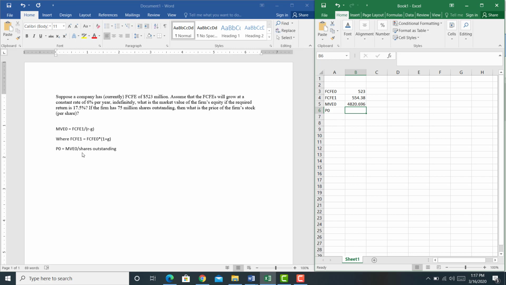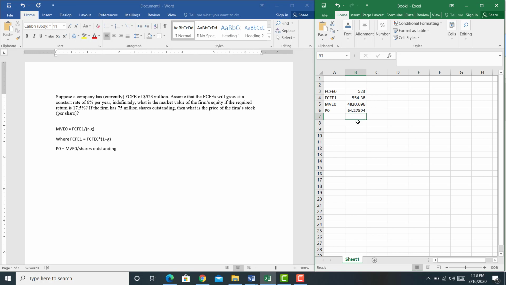To get the price per share, I just have to take the market value of equity today and divide it by the shares outstanding, which has been given in the problem. So I'm going to divide cell B5 by 75 million shares outstanding. And I get a price of the stock of $64.28.